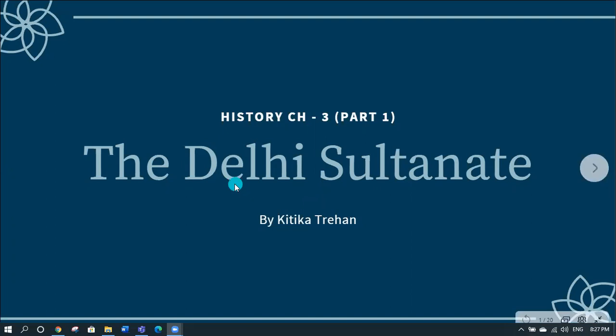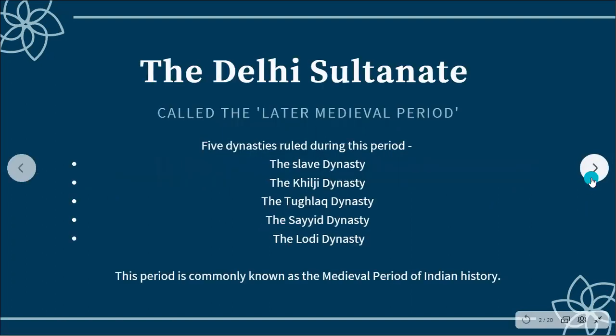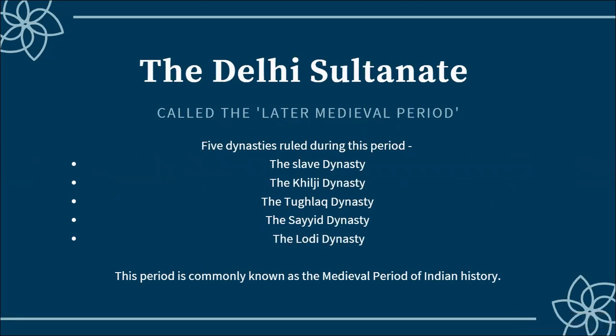So, today we will be starting with a new chapter called the Delhi Sultanate, right? This is the third chapter of your history book. What is the Delhi Sultanate? And we will be covering five dynasties in this particular chapter, right?